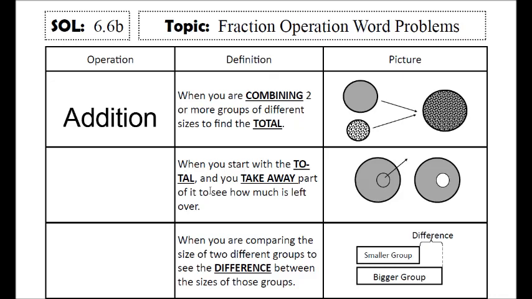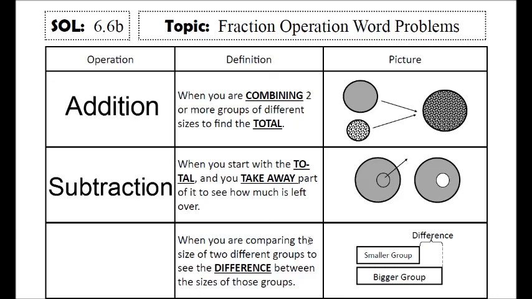When you start with the total and you take away part of it to see how much is left over. So you start with an amount and you take away something and you want to see what you have after you take that amount away. This is a situation where you'll use subtraction. When you are comparing the sizes of two different groups to see the difference between those sizes, you are going to use subtraction as well.